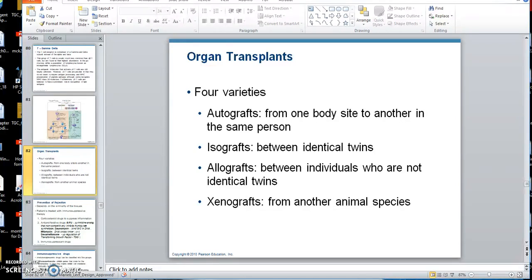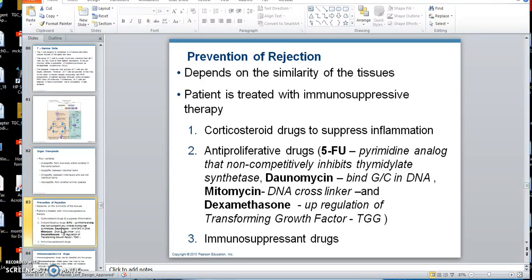Another is an isograft, which is identical twins. Okay, the allograft is between individuals of the same species. Individuals, that means one human, let's say, to another. And then the xenograft is from an animal. Oftentimes in heart valves, they used to use the porcine valves, which are the pig valves, for heart valves that had a problem.